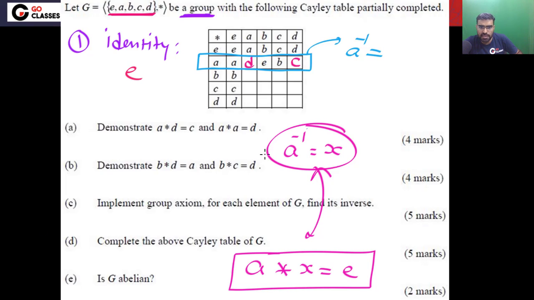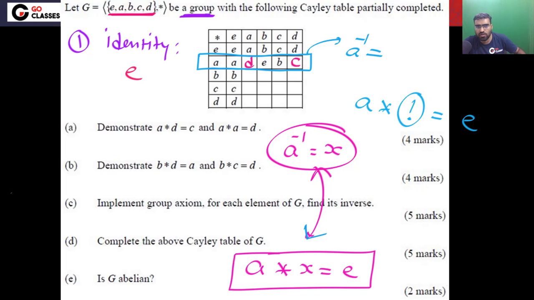So let's assume A inverse is X. Now if I do A star X, then that should be the identity element. This is the definition of inverse. So you tell me for which element I am getting A star X equal to E. For which element is A getting the identity element? See, here what should I write such that I get the identity element?